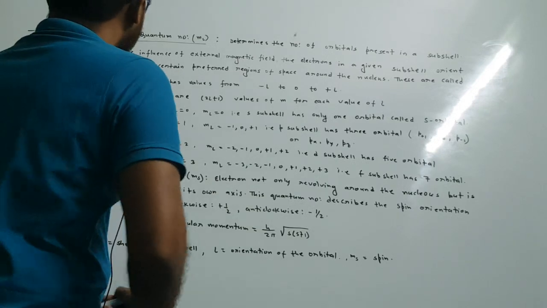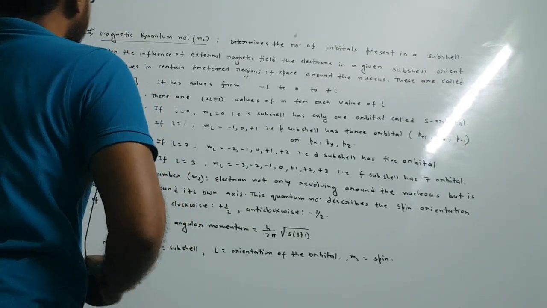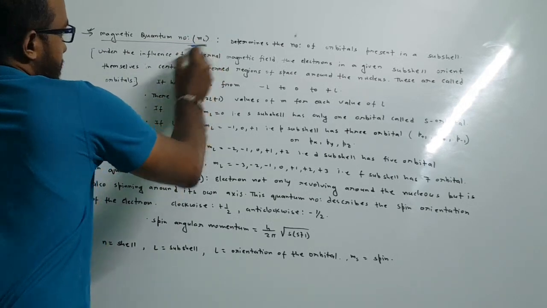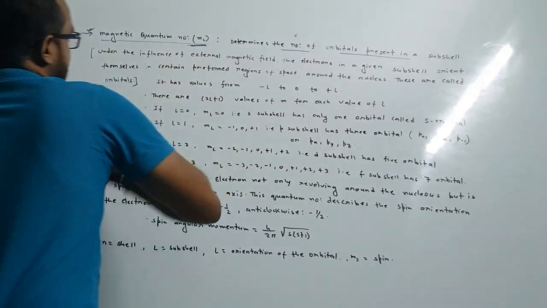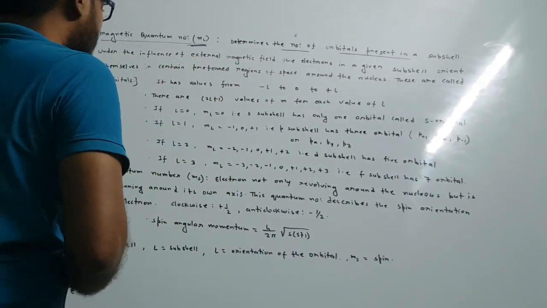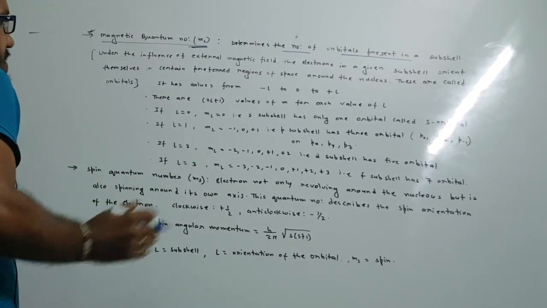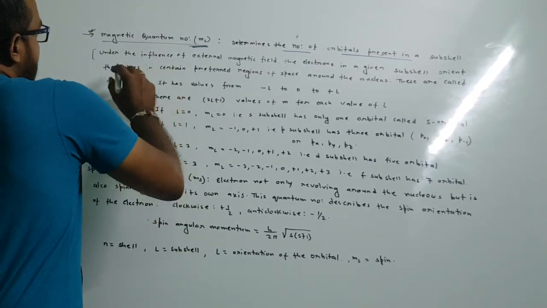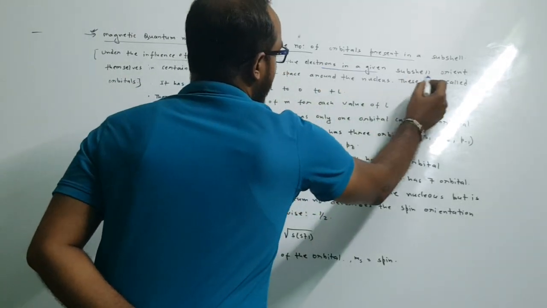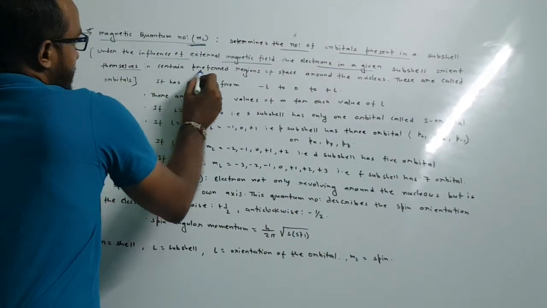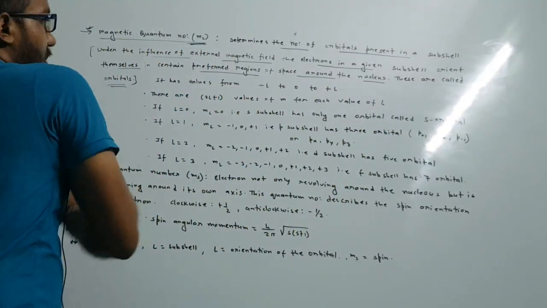So let us continue. Our third quantum number is the magnetic quantum number, ml. It determines the number of orbitals present in a subshell, and more specifically ml represents the orientation of the orbital, how it is oriented in 3D space. Under the influence of an external magnetic field, the electrons in a given subshell orient themselves in certain preferred regions of space around the nucleus. These are known as orbitals.